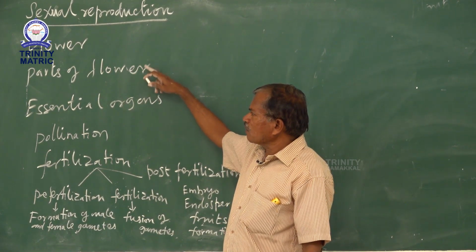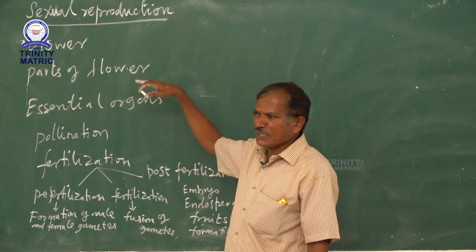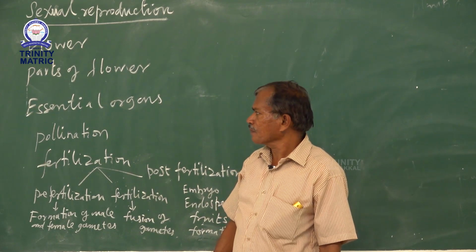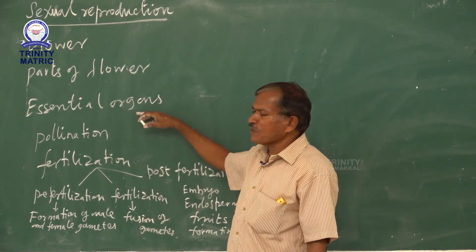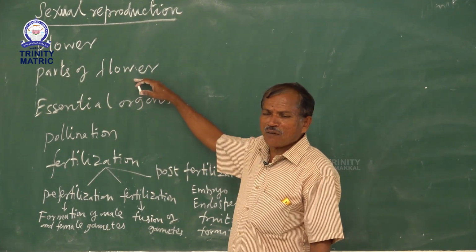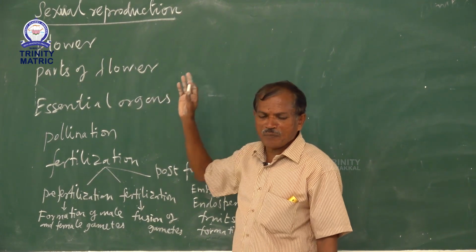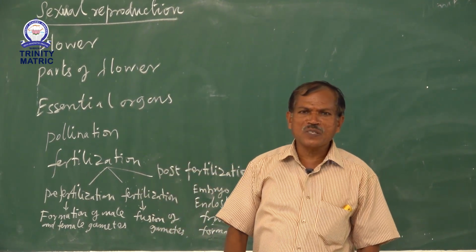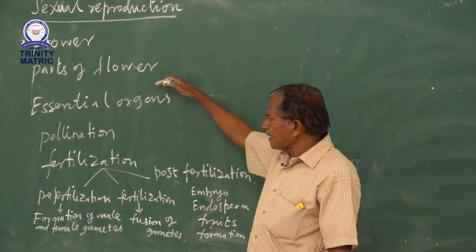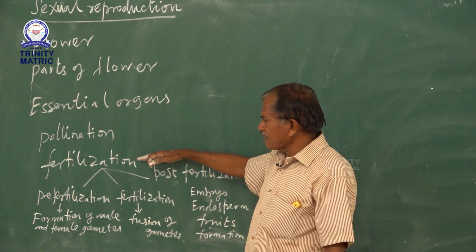Calyx and corolla are not involved in reproduction. They are known as the non-essential organs of the flower. But androecium and gynoecium are involved in reproduction. They are called the essential organs of the flower. The androecium produces the male gamete and the gynoecium produces the egg cell. When pollen grains or male gametes reach the egg cell, it is called fertilization.